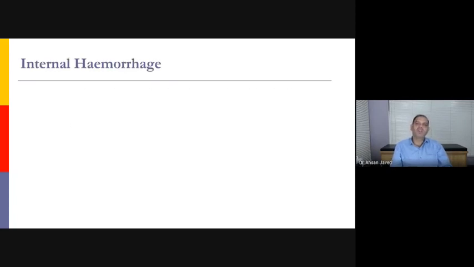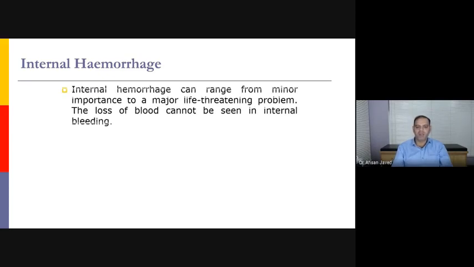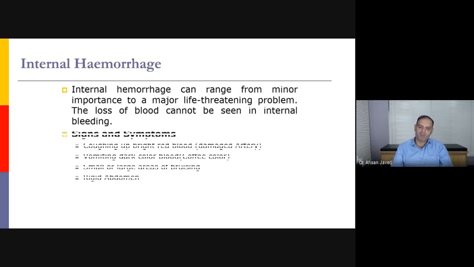So as mentioned in the starting slides, there are two types of hemorrhage. We have gone through the external hemorrhage. The next category is internal hemorrhage. Internal hemorrhage can range from minor importance to a major life-threatening problem. The loss of blood cannot be seen in internal bleeding.